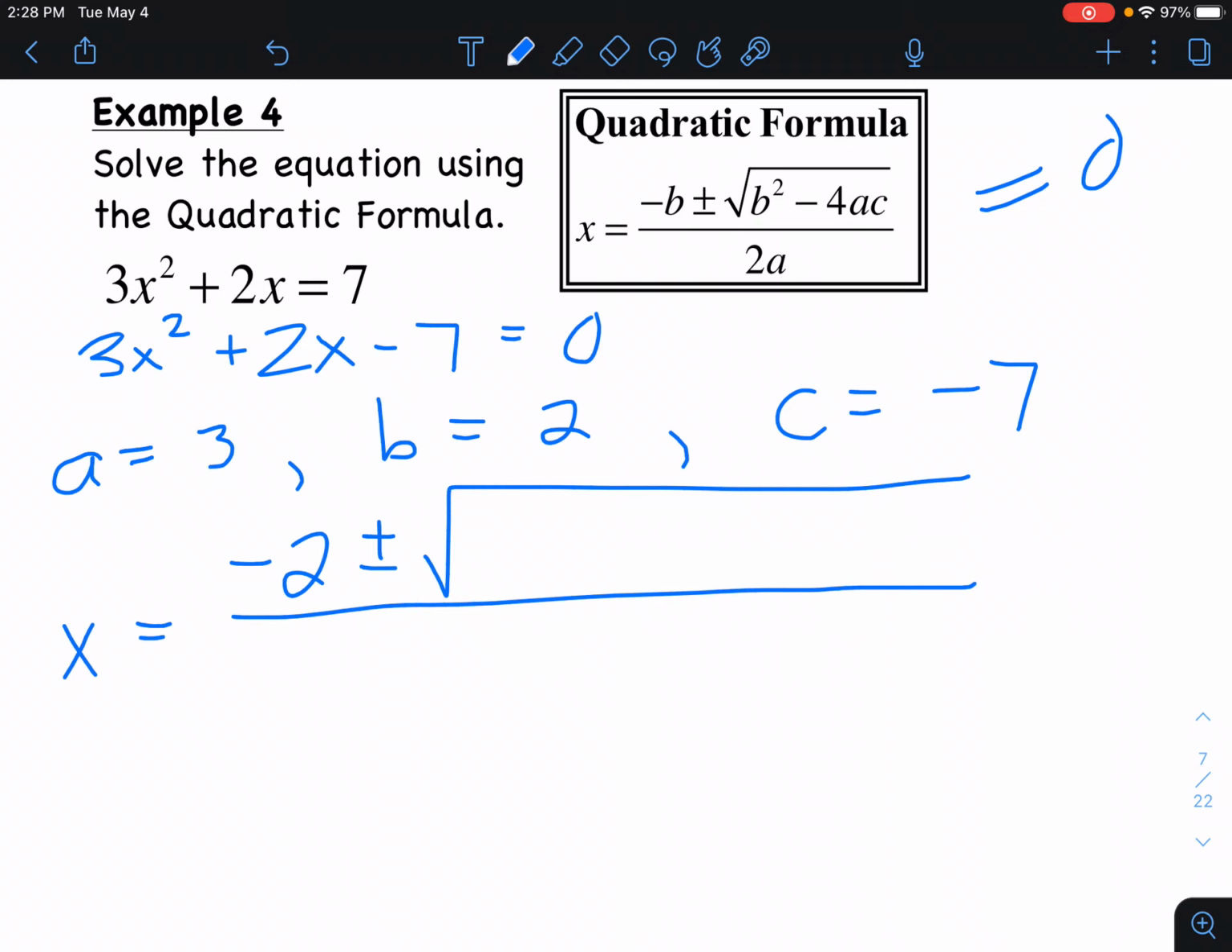And then we have a gigantic square root. Within the square root, we have b squared. So 2 squared. Now be very careful with that b squared. A lot of mistakes people make is when the b is a negative, they accidentally do not use parentheses like they should, and it will screw up the entire problem. Then we have minus 4ac. That means minus 4 times a times c.